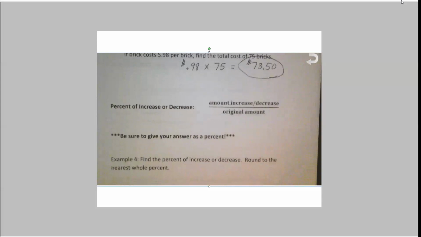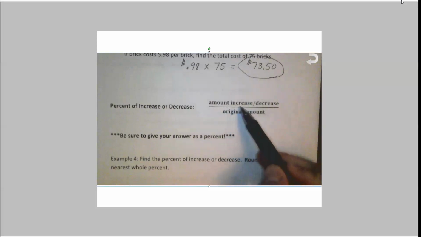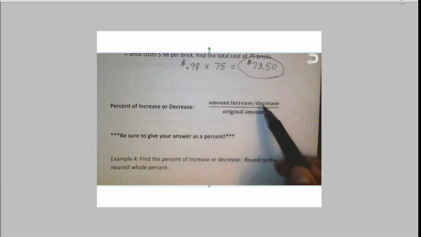All right, here's a new formula that you need to be familiar with. It's how we calculate the percent of increase or decrease. We take the amount that our information increases or decreases depending on the problem, and then we divide that by the original amount. That's going to produce a decimal answer, but because it's a percent of increase or a percent of decrease, you want to be sure to give your answer as a percent. You're going to have to remember how to do that conversion from a decimal to a percent. So I'll review that method with you.